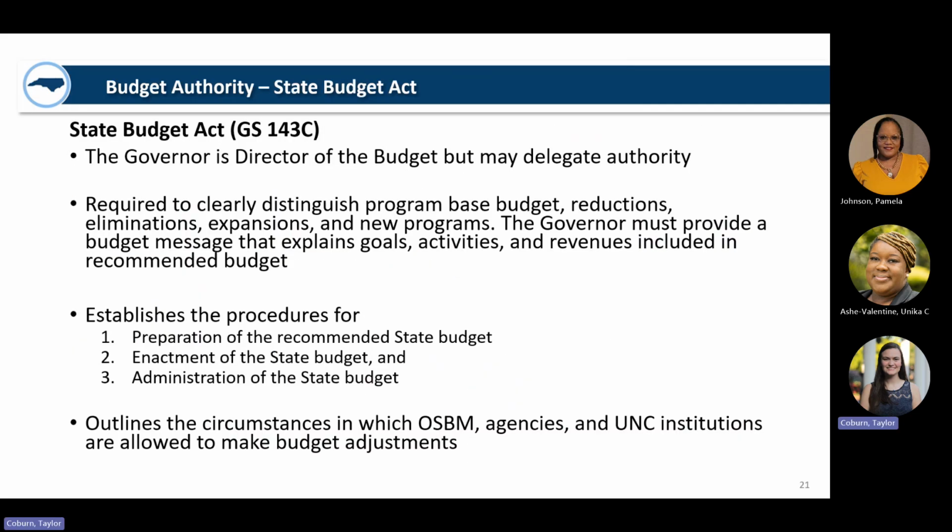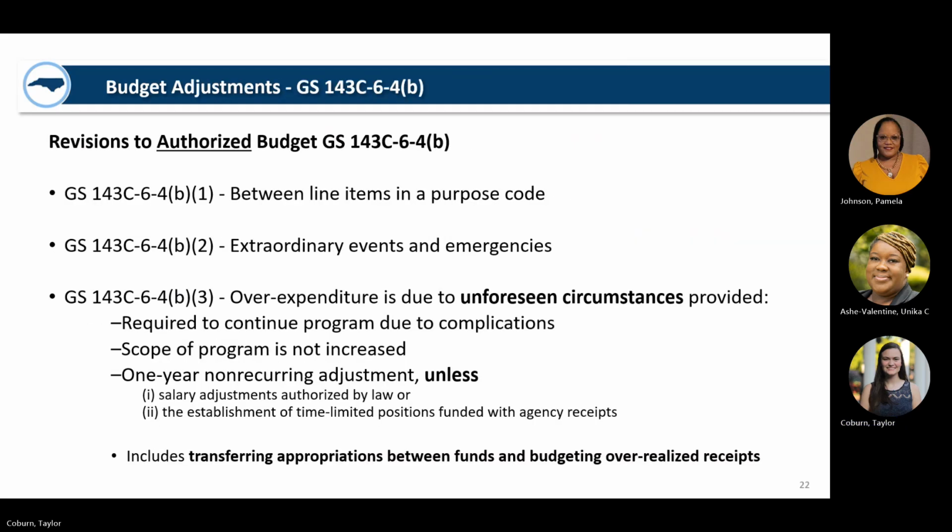The State Budget Act outlines the responsibilities of the governor in their role as director of the budget, including authority related to the administration of the budget. GS 143C provides some authority for OSBM agencies and UNC institutions to make budget adjustments in certain circumstances. Here we pulled out subsections B1 through B3 of GS 143C-6-4, which provide different authority for budget adjustments.